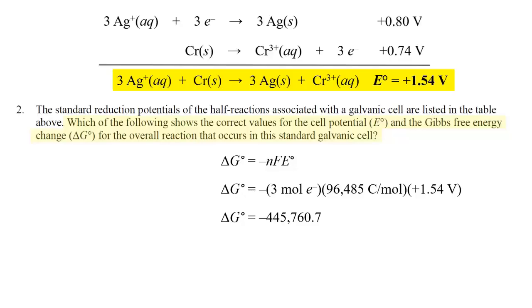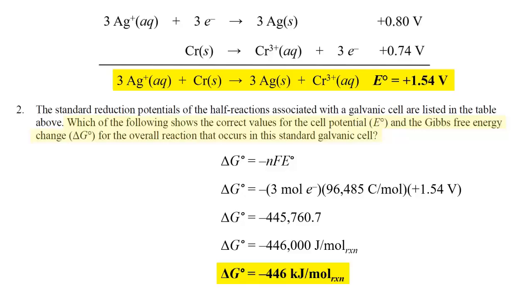The number 3 is an exact number, so that's not a measurement. And I get negative 446, but my units are joules. Joules per mole of reaction, because a coulomb times a volt is equal to a joule. To go from joules to kilojoules, I'm going to divide by 1,000, so I get that the delta G for this reaction is negative 446 kilojoules per mole of reaction.